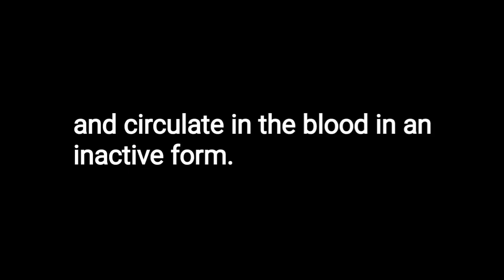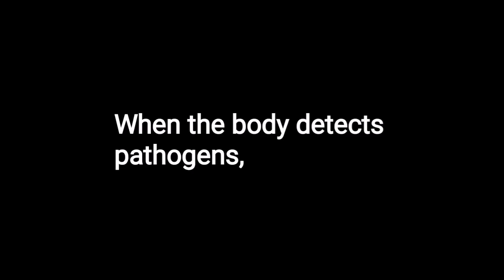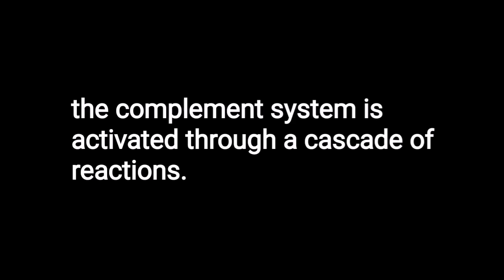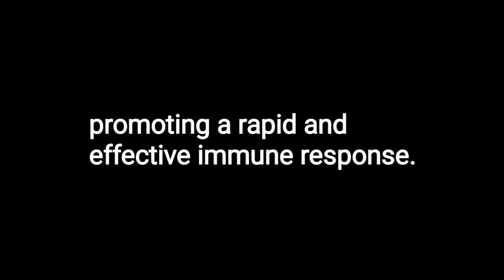The complement system is a crucial part of the immune system that helps the body defend against infections and plays a role in inflammation and tissue repair. It consists of a group of proteins that are primarily produced in the liver and circulate in the blood in an inactive form. When the body detects pathogens, such as bacteria or viruses, the complement system is activated through a cascade of reactions. This activation enhances the ability of antibodies and phagocytic cells to clear pathogens, promoting a rapid and effective immune response.